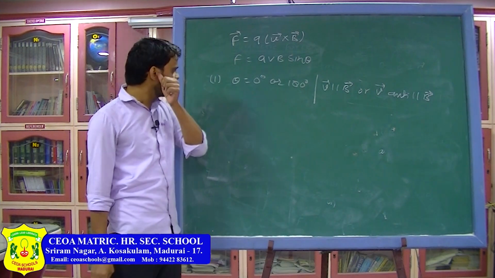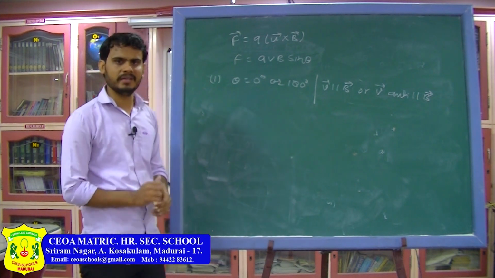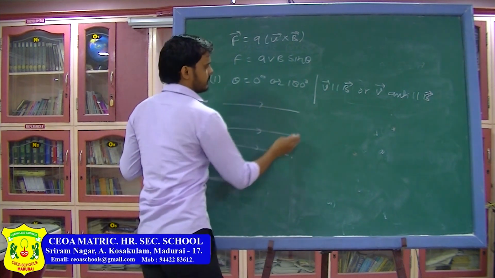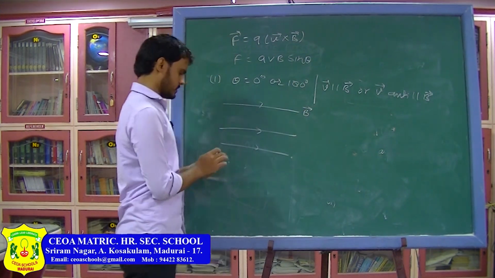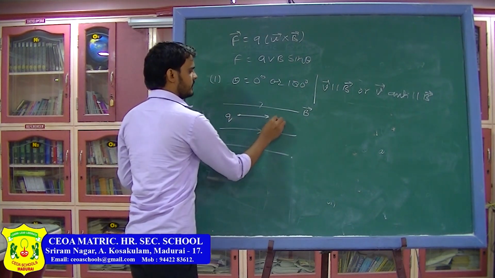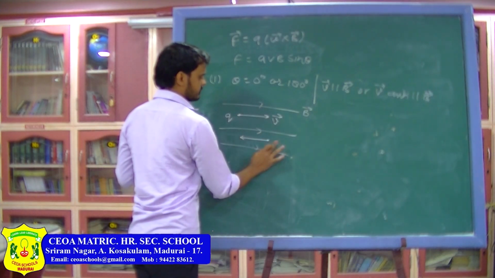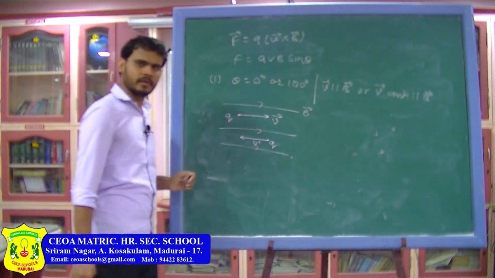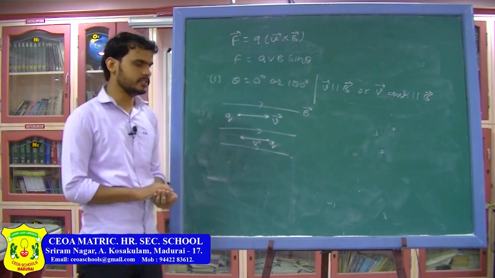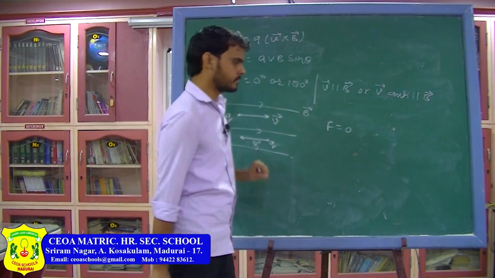So the first special case is when the particle is moving along the magnetic field or it is moving opposite to the magnetic field. So suppose the magnetic field is in this direction, the magnitude of the magnetic field is B and the particle's charge is Q, and it is moving in the direction of the magnetic field, or you can say it is moving opposite to the magnetic field. In this case theta is 0 or 180, so if you put the value of theta here you will find this is 0. So in this case the force on the particle will be 0.